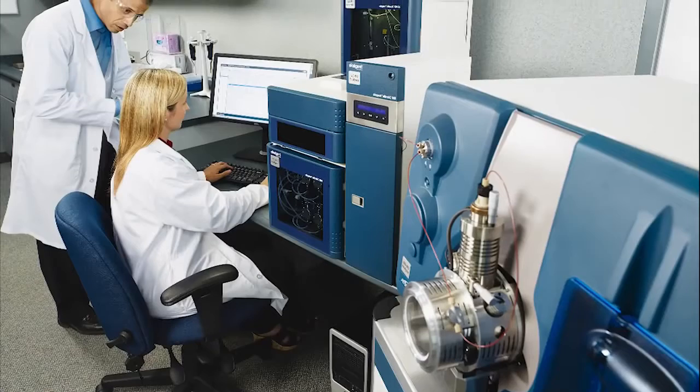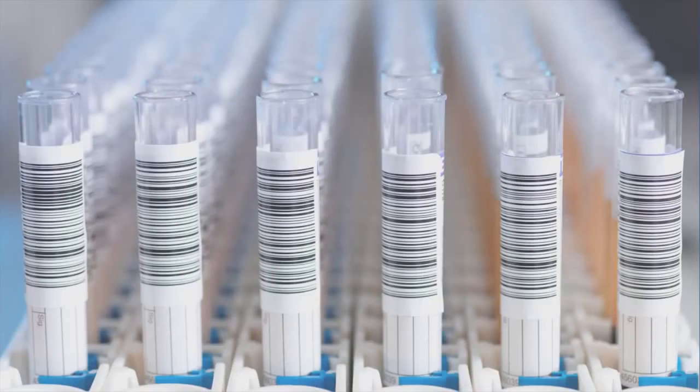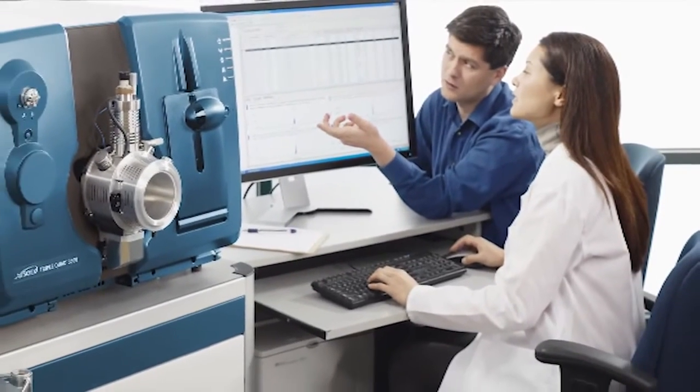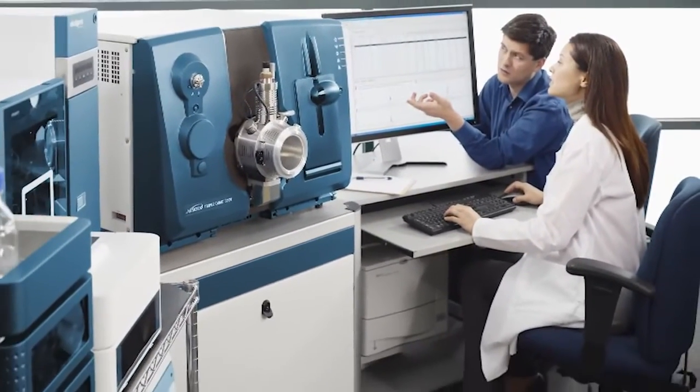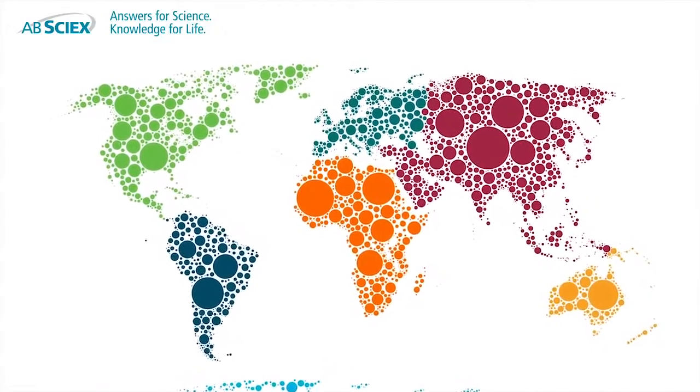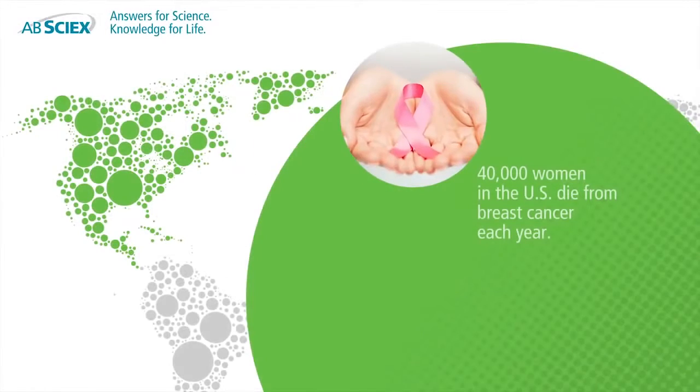Mass spec is quickly being adopted in the fields of clinical research and forensics. It is the increased speed, accuracy, and selectivity that reduces false positive results and makes mass spec a more desirable choice than traditional methods such as immunoassays. Who else is using AB Sci mass specs? Have a look.